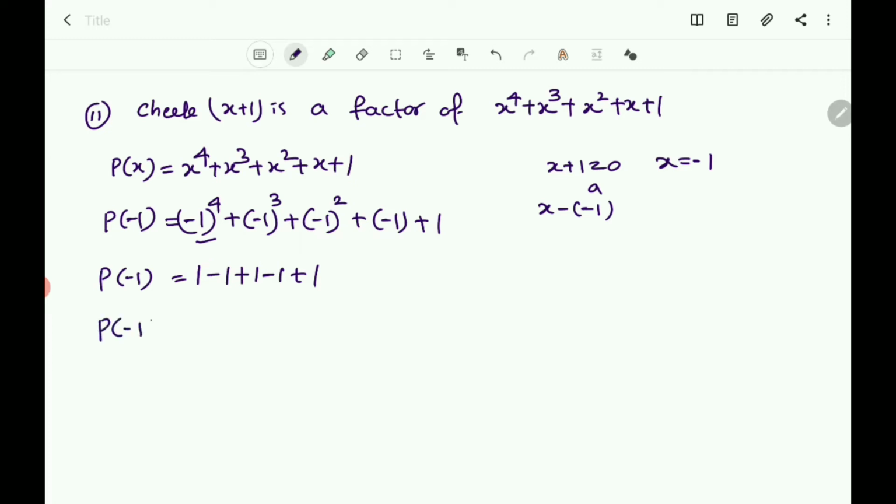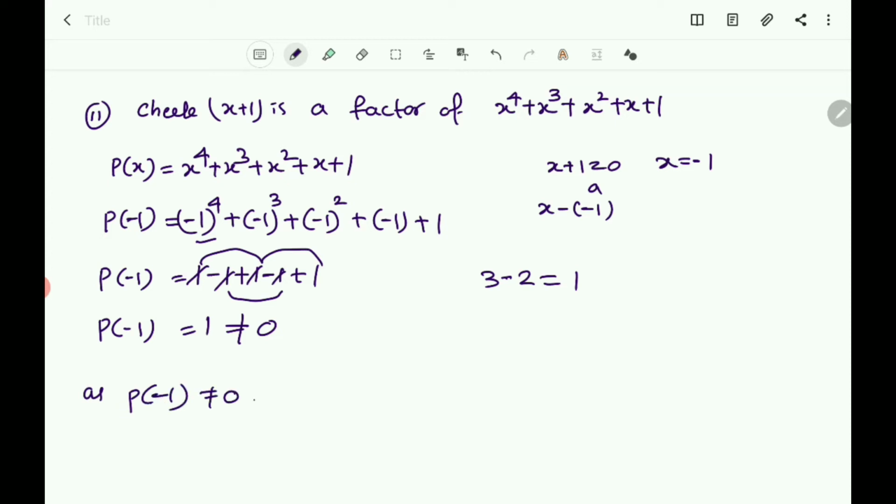Now p of minus 1 is equal to, you know that this cancels, this cancels. What is remaining here? 1. That is nothing but 1 plus 1 plus 1 is 3. Minus 1 you add means you will get 3 minus 2, that is 1. So here you got that p of minus 1 is equal to 1, that is not equal to 0. So what you can say, as p of minus 1 is not equal to 0, x plus 1 is not a factor of x to the power of 4 plus x cube plus x square plus x plus 1.